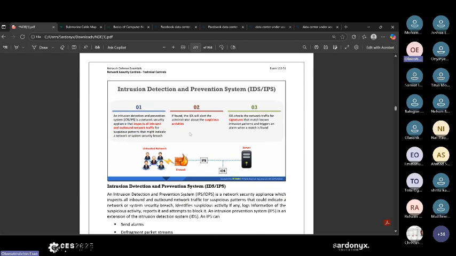But the difference between IDS and IPS now is that IDS only detects and alerts the admin, but IPS goes further to prevent, even though they both work based on behavioral patterns. IDS is passive. You only detect and tell the admin, come on, there's a problem. But IPS goes further to prevent it. It detects and prevents.